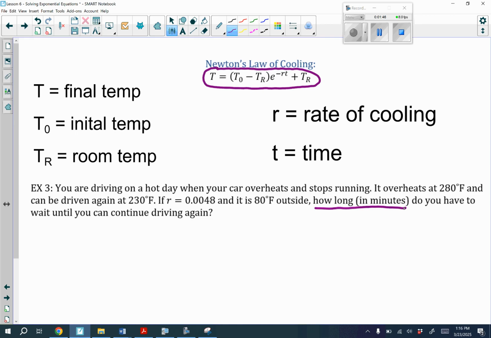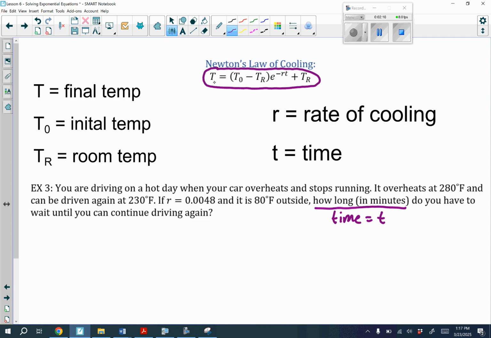Now, first, here's our question: how long in minutes do you have to wait? So we need to ask ourselves, what variable are we trying to solve for? Well, when they ask for how long, that should represent time. So we are trying to solve for t. That means every other single variable, except for e, we're going to plug in a number.